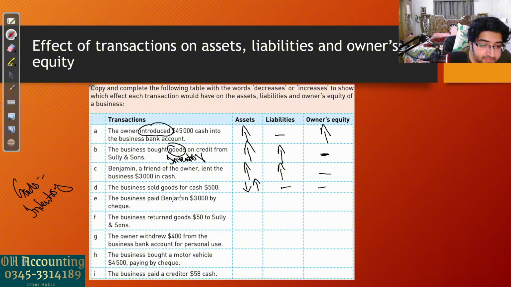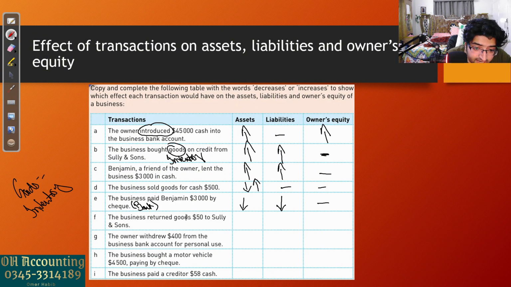The business paid Benjamin 3,000 by check. I told you, whenever you see the term check, it means you're paying through your bank account. Okay. So money in the bank is decreasing. When assets decrease, we have to show them with an arrow downwards like this. And we are paying a liability. When you pay a liability, when you pay back a loan, your liabilities decrease. So we will show it with a downwards arrow in the liabilities column, and no effect on owner's equity.